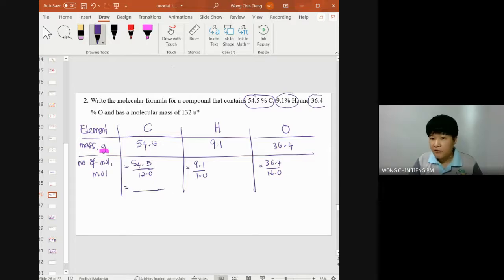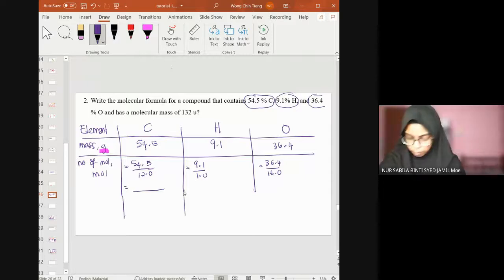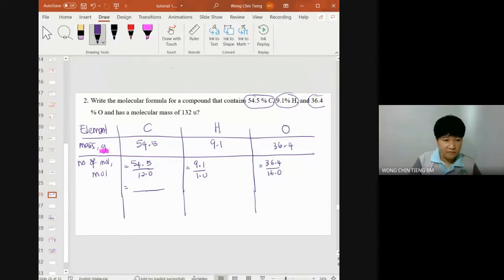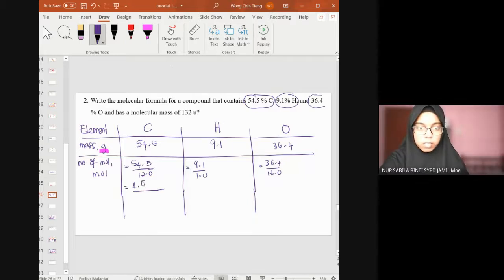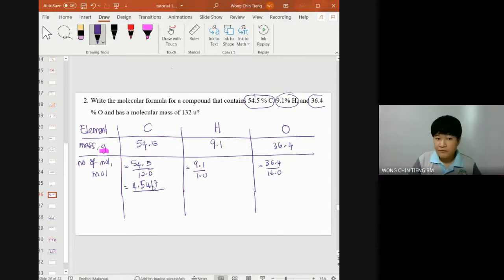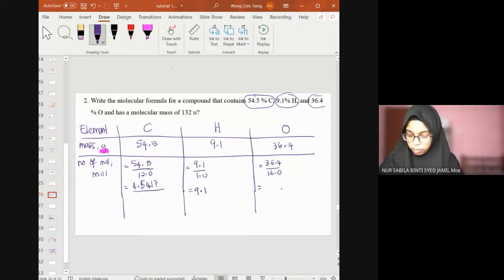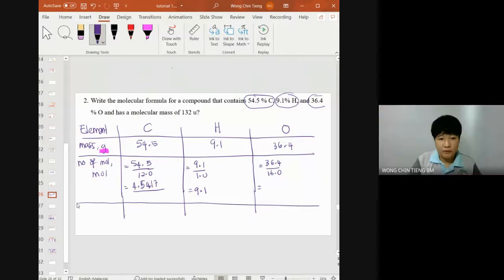Can I have the number of mole of carbon, Sabila? 4.5417. This one is 9.1, pretty straightforward. Sabila as well? 2.275. Okay, so that is the mole that you have calculated.